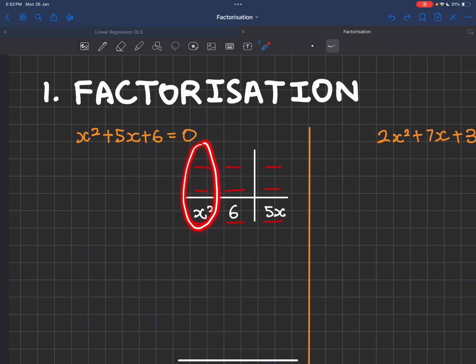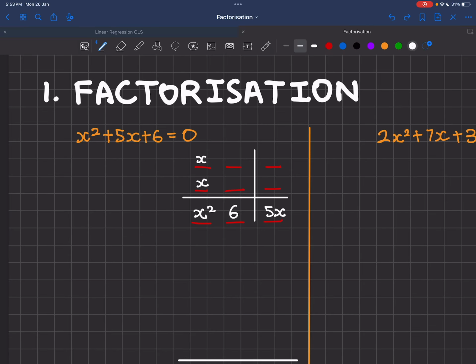How do we get two entries to multiply to get x squared? We get x and x, right? X times x is x squared. Or we can do negative x, also brings us x squared. But first we do x when you see x squared.